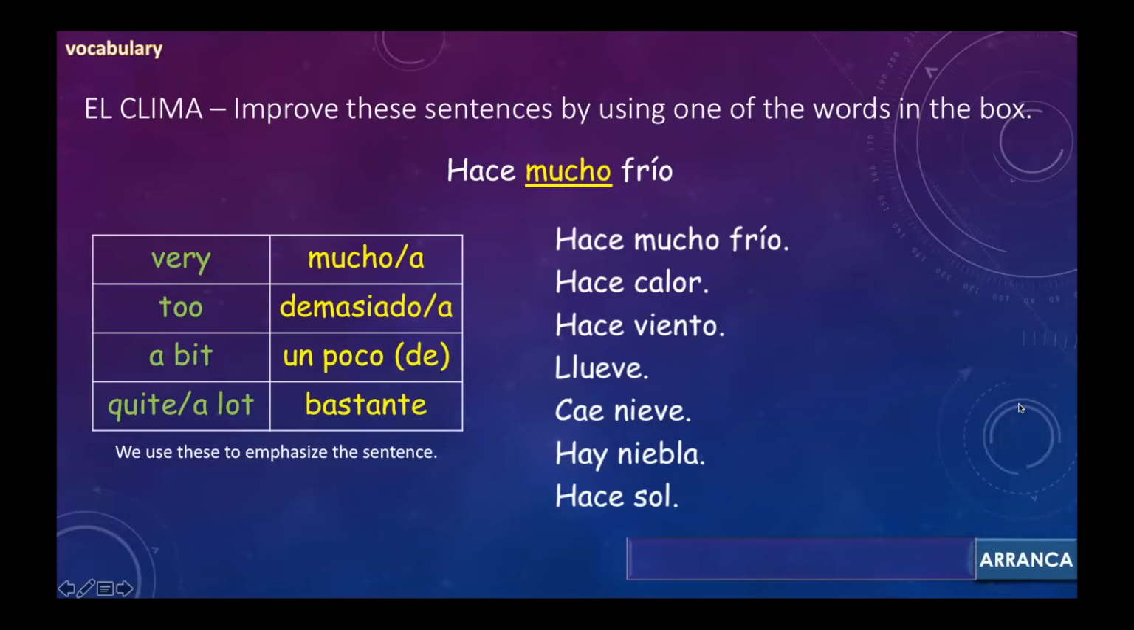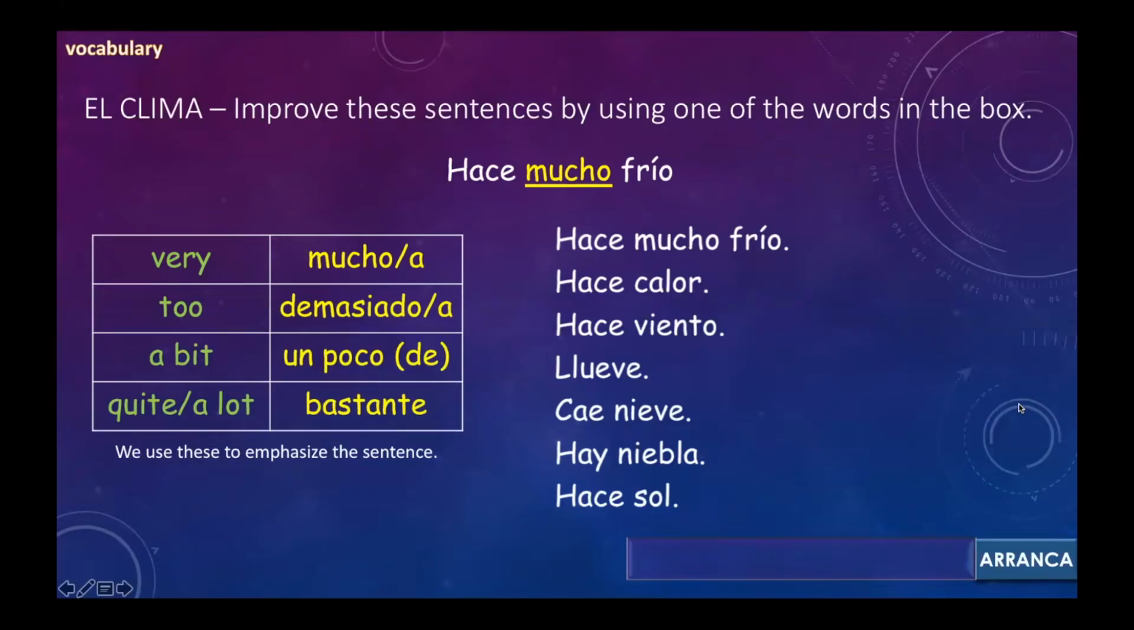Our time is up. How did that go? I'm going to read some examples here and you can check what I've done in order to improve my sentences. Hace demasiado calor. Hace un poco de viento. Llueve bastante. Cae demasiada nieve. Hay mucha niebla. Hace mucho sol. As you can see, it's really straightforward to include these words to improve your sentences. They emphasize the idea that you're trying to convey in your speaking or your writing.